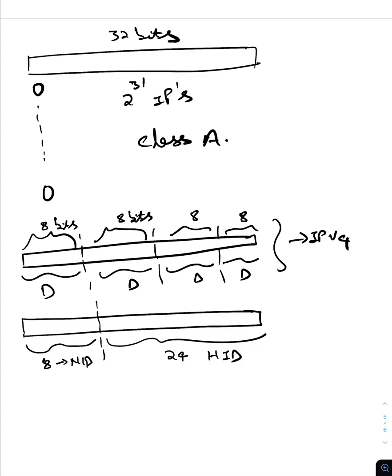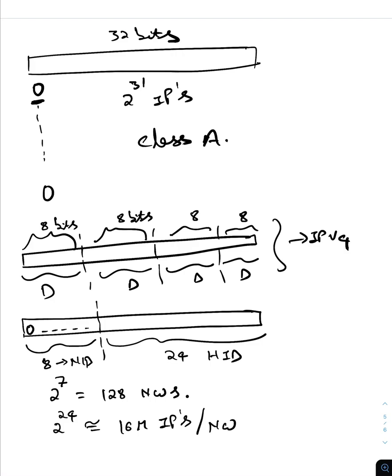So you have 8 bits as network ID, and the first bit is already dedicated to zero. So how many remaining networks do you have? You have 2^7, which is 128 networks. And how many host IP addresses do you have? You have 24 bits, which is 2^24, approximately equal to 16 million IP addresses per network. So if you see, zero is already selected, and you have 1, 2, 3, 4, 5, 6, 7. So if it is all zeros, then it's zero.